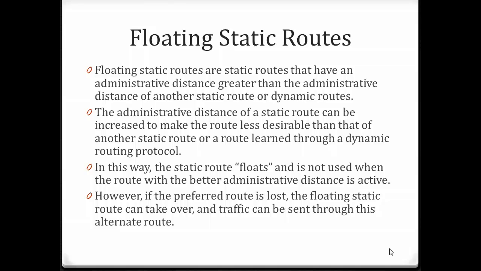A static route has an administrative distance of 1. An EIGRP route has an administrative distance of 90. OSPF is 110, and RIP is 120. So as long as that static route has an administrative distance that is greater than the current route, it will become a floating static route or a backup route. We use the term floating because the static route floats and is not used until that route with a better administrative distance happens to go down.